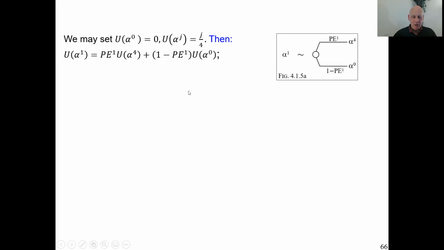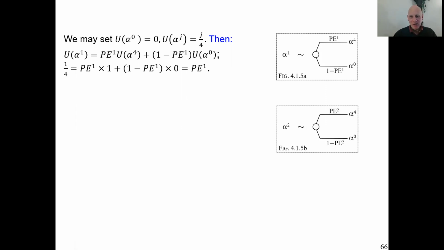And we can substitute some values. We know that utility of alpha 1 is 1 over 4. We know utility of alpha 4 is 1. Utility of alpha 0 is 0. We substitute it here, and we find the expected utility of the right prospect is just that probability PE1. So we find the utility of alpha 1, 1/4, is PE1. In fact, you saw such mathematics already with the standard gamble method. So this is the same mathematics.